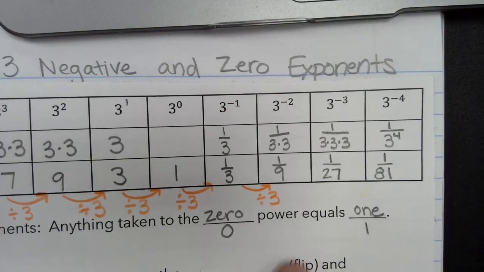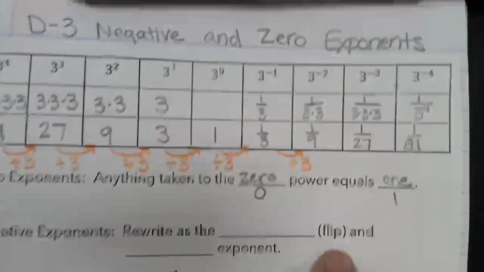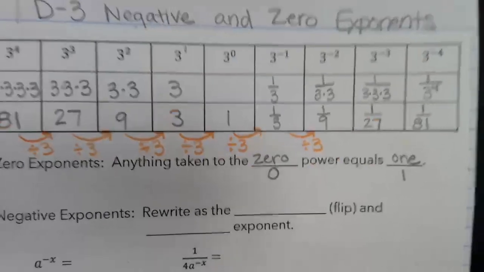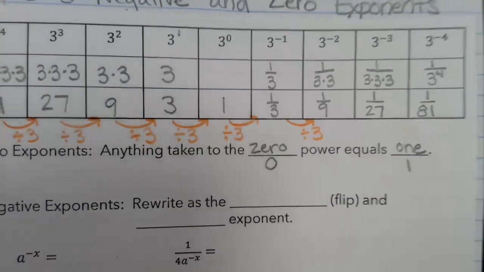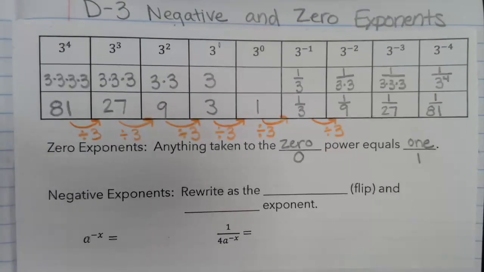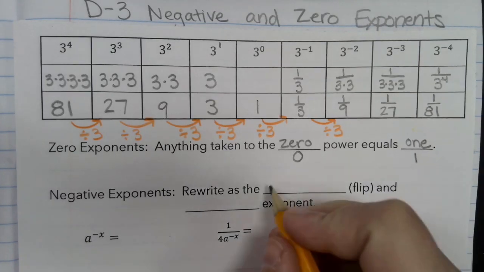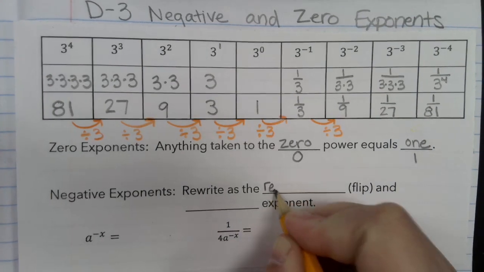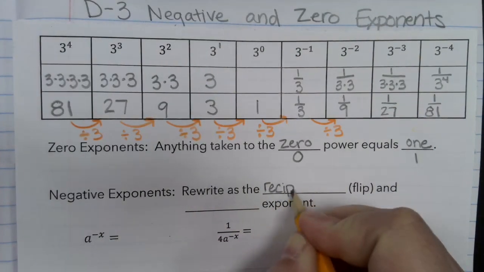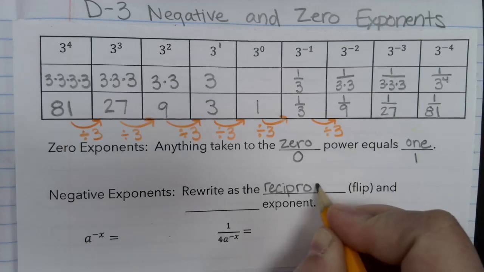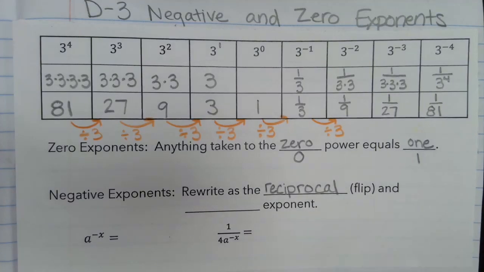Alright, so for negative exponents, we need to flip it. Like it flips upside down. So does anyone remember what we call that with a fraction when a fraction flips upside down? No, it starts with a reciprocal. Okay, reciprocal, which means to flip.